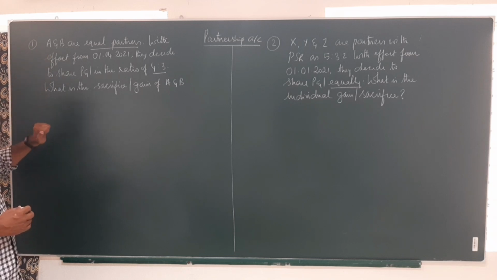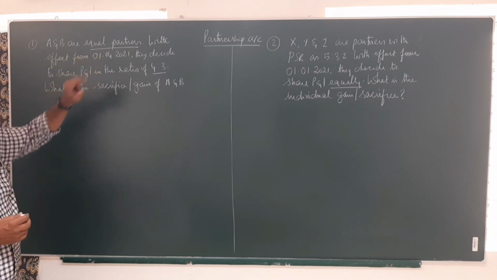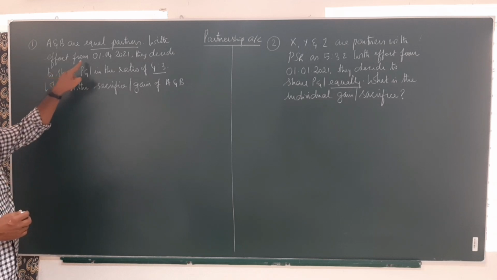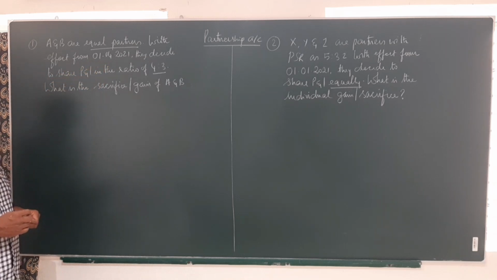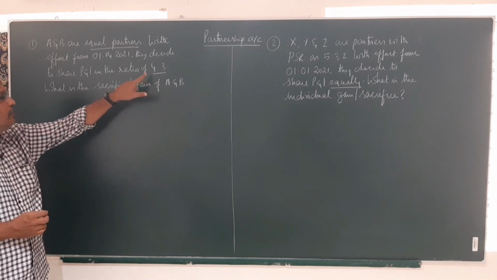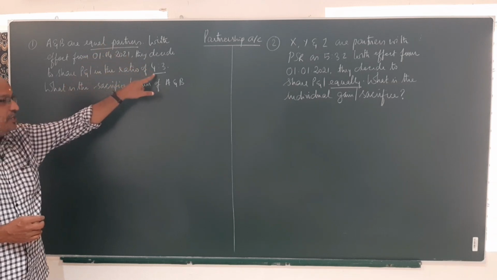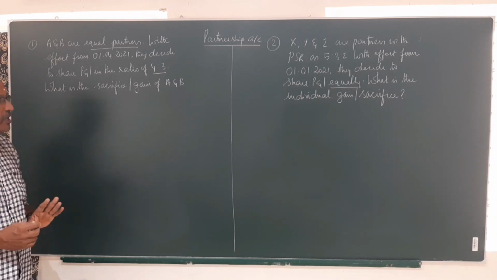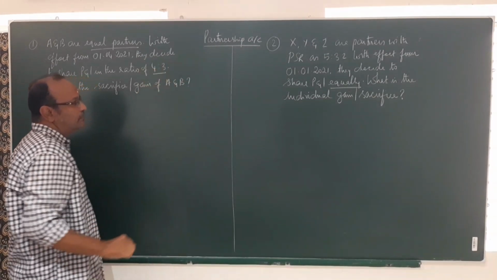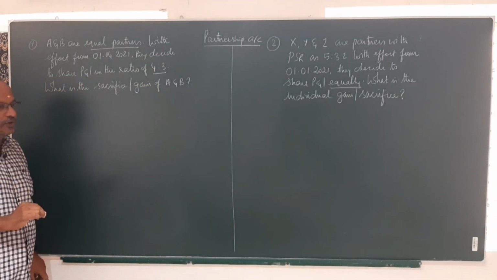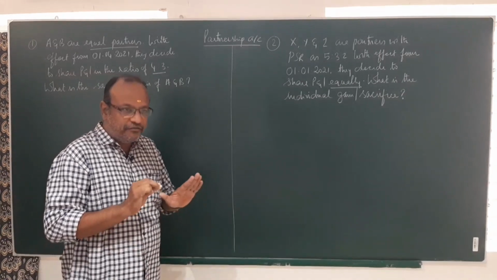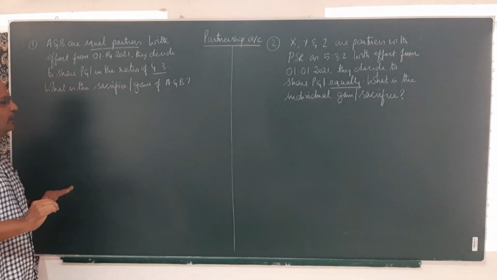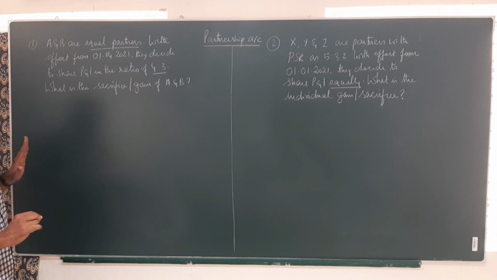Analyze the question first. A and B are equal partners. With effect from 1/4/2021, they decide to share profits and losses in the ratio of 4:3. So they were equal partners, now they are changing to 4:3. What is the sacrifice or gain of A and B is the question. Let us try to solve this sum without any fraction. We are solving this sum without the help of fractions.